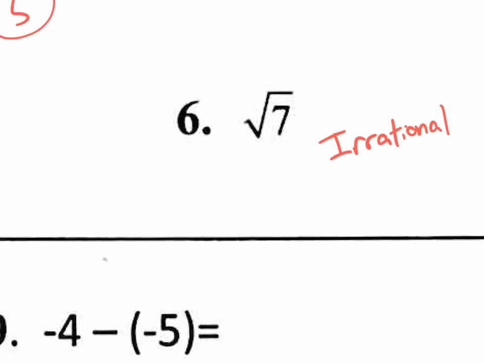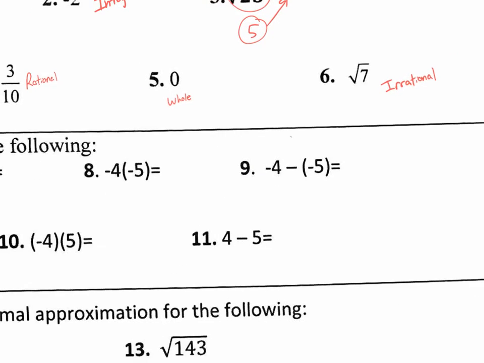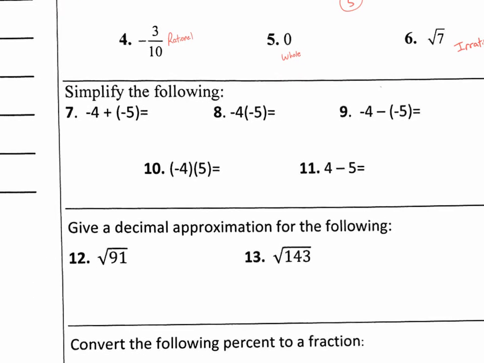How about the square root of 7? That's irrational. Why is it irrational? Because if you do this on the calculator, it'll give you a crazy decimal number that continues forever, that has no pattern. It's just crazy. It's irrational. So that's the first part of the test. I hope everybody aces that first part.